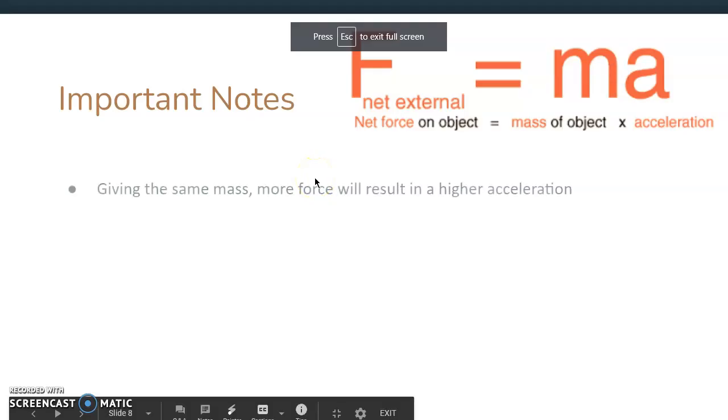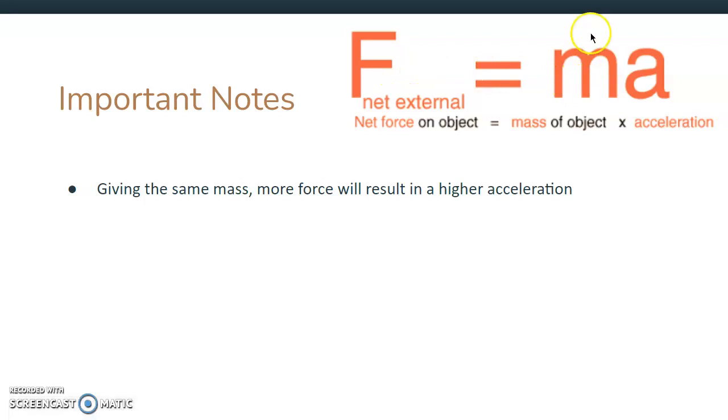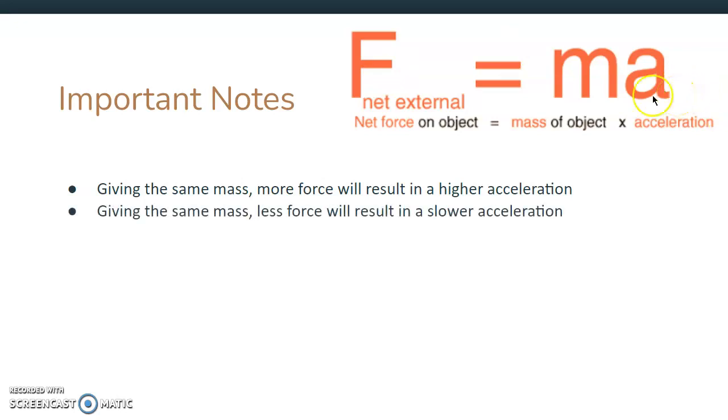Some important notes: if we're given the same mass, more force will result in a higher acceleration. So if mass is staying the same and we increase our force, we're going to increase our speed. If we keep mass the same and we make our force less, our acceleration will be slower. Another important note is when we have objects that are falling in the air, our acceleration, a, is gravity, so it's going to stay constant.